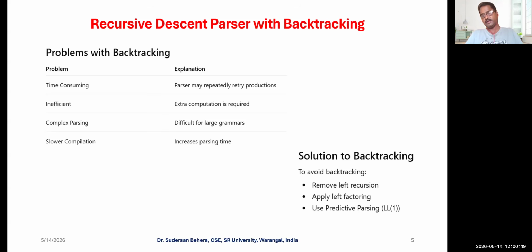I hope it is clear. Very good. Next, solution to the backtracking. What can be the possible solution so that this backtracking can be avoided, or it can be eliminated?